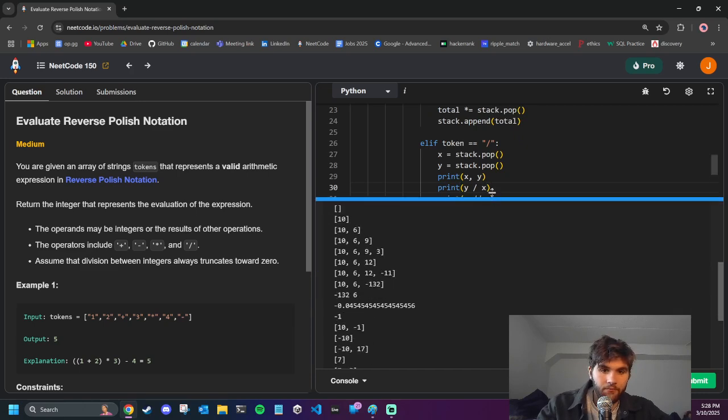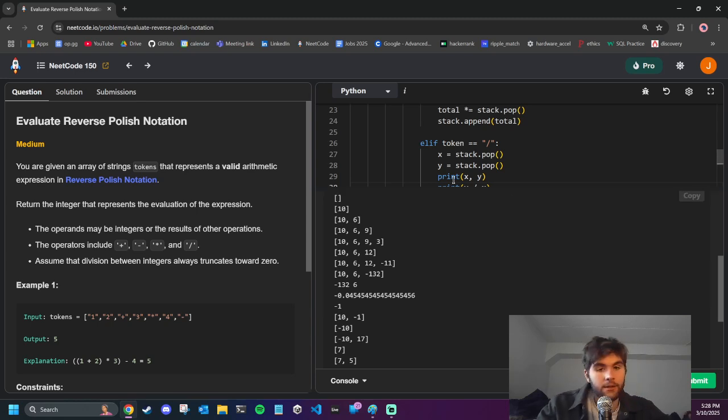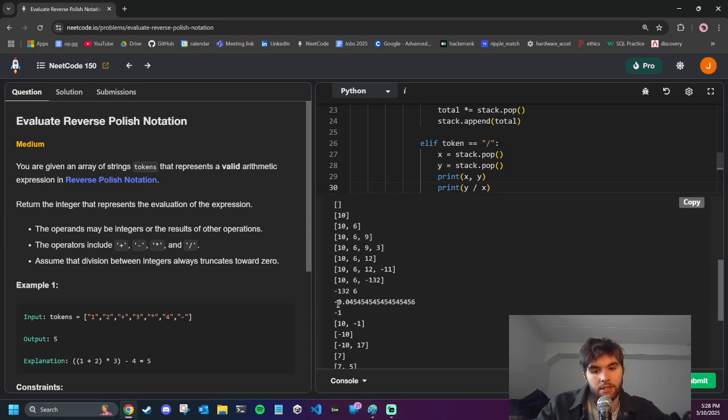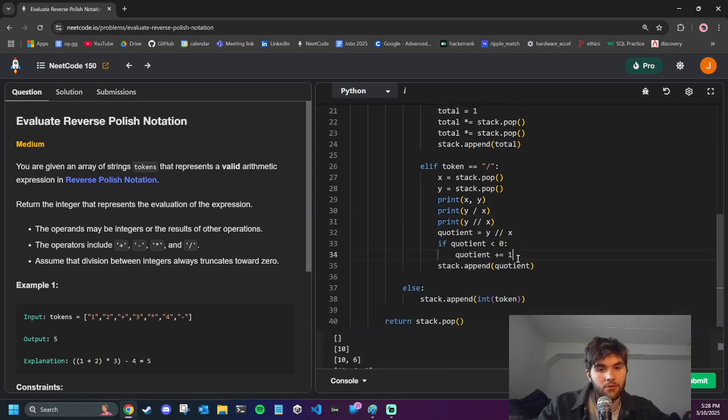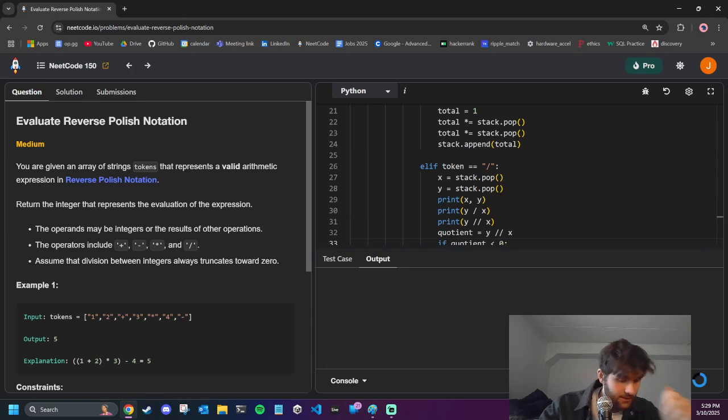I'm thinking that will work. So it looks like it always rounds down, but we want it to round towards 0. So in that case, we actually want it to round up if it's negative. Okay, we passed the case.